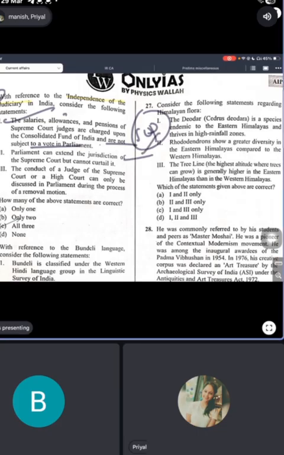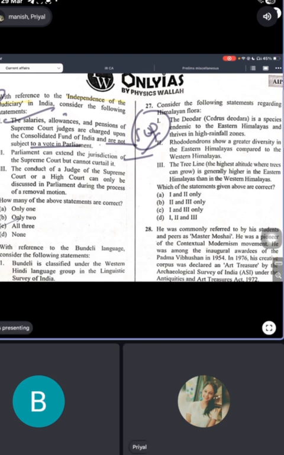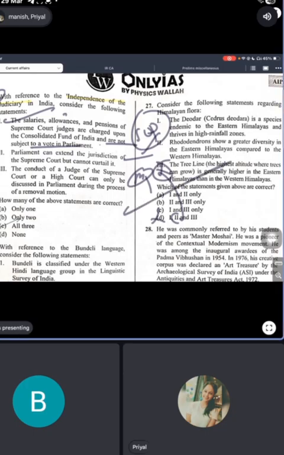Because there is separation of power. The conduct of a judge of the Supreme Court or High Court can only be discussed in Parliament during the removal. I told you yesterday that an MP's decision cannot be questioned in court, and a court's decision cannot be questioned in Parliament, because there is separation of power. But yes, only in one case can they discuss it: in the removal process, when a judge is getting removed basically due to corruption and so on.